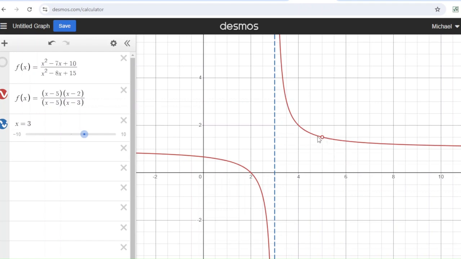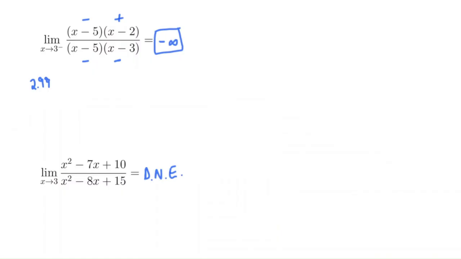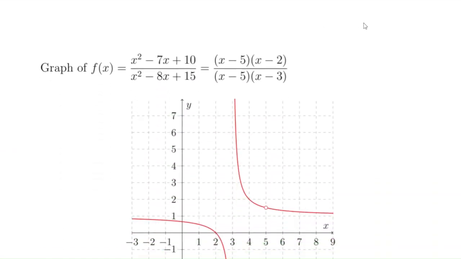Now, how high is that hole? What's the height of the hole? Well, notice if we plug in numbers that are close to 5, we're getting outputs that are close to 1.5, just like we said. If we plug in 5.1 or 5.01, we're getting outputs that are really close to 1.5. It's 1.49505 if we plug in 5.02. All right, so let's move on back here to our next example.